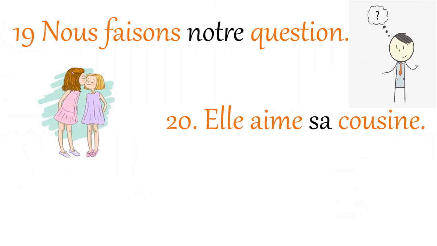Now, sentence number 19. Nous faisons notre question. That means we do our questions. Now, question is feminine singular, so we have used notre question. Now, sentence number 20. Elle aime sa cousine. She loves her cousin. Now, the word cousine is feminine singular, so we have used sa here. Sa cousine. So, this is how to place possessive adjectives in sentences according to the given subject.